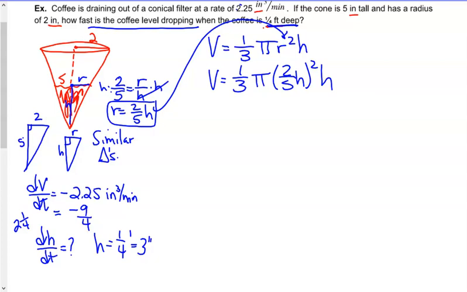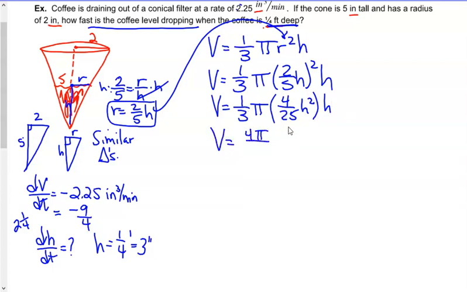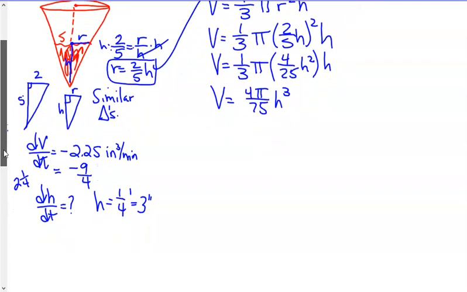Then I'm going to simplify this, use some algebra. So I'm going to say, okay, volume is 1/3 pi. Now if I square each of these pieces, I get 4/25 H squared times the H on the outside. And going one more step, by multiplying all my numbers together, putting my H's together, I get a volume: 4 times 1 is 4 pi over 25 times 3 is 75 h cubed. And that is the formula that I want to use in order to differentiate. Again, you know nothing about r in the given information, so you've got to get rid of that r somehow.